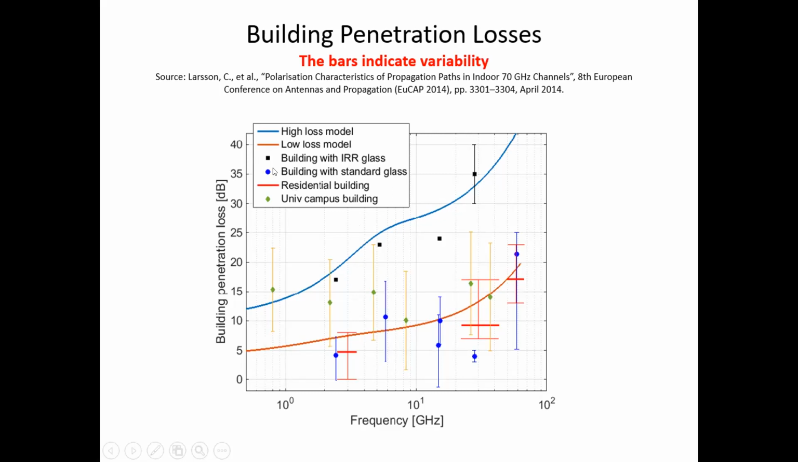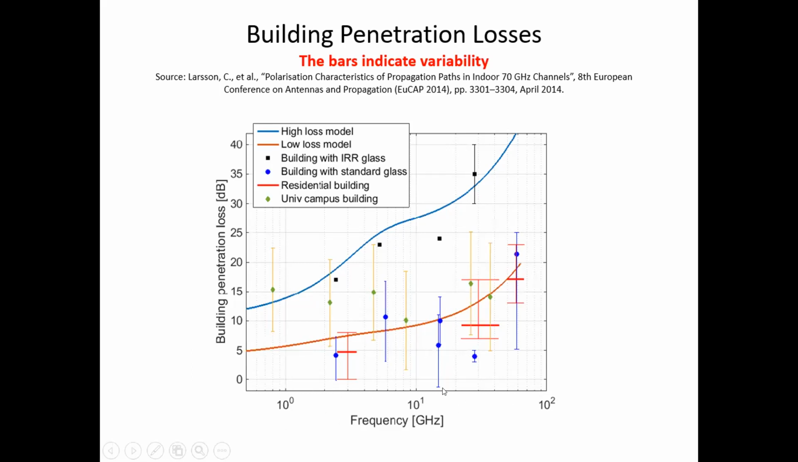And this blue circle dots show data for buildings with clear glass. Okay, so you see the difference. And I think the high loss model represents buildings with IR glass, or I mean the new type of buildings. Okay, and the low loss model gives you the variation of BPL for all types of buildings. Okay, or buildings with clear glasses.